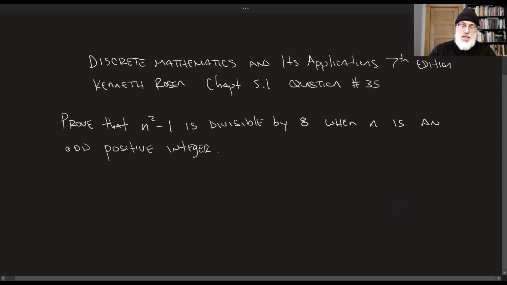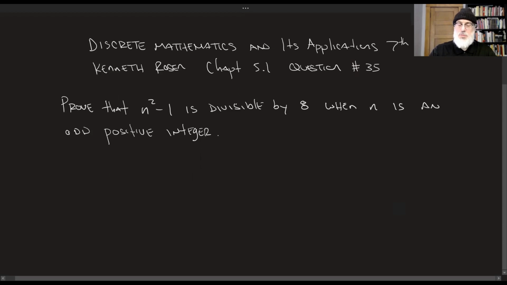What we are trying to show today is that n squared minus 1 is divisible by 8 when n is an odd positive integer.